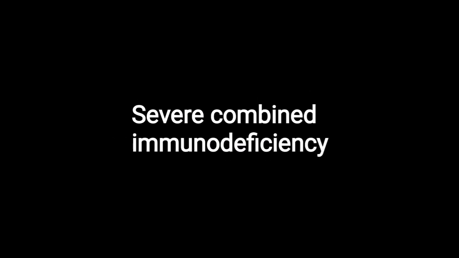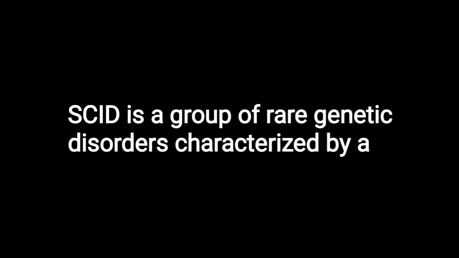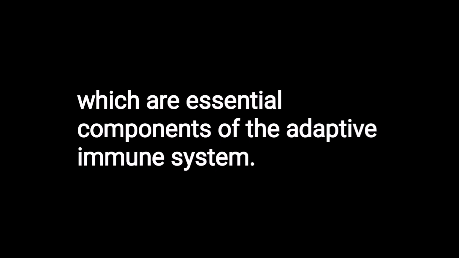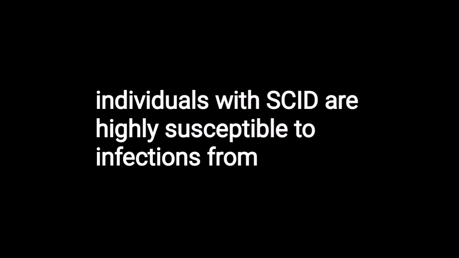Severe combined immunodeficiency, SCID, is a group of rare genetic disorders characterized by a significant deficiency in both T lymphocytes and B lymphocytes, which are essential components of the adaptive immune system. As a result, individuals with SCID are highly susceptible to infections from bacteria, viruses, and fungi, often leading to severe and recurrent illnesses. Without prompt diagnosis and treatment, SCID can be life-threatening, making it crucial for medical professionals to recognize the condition early on.